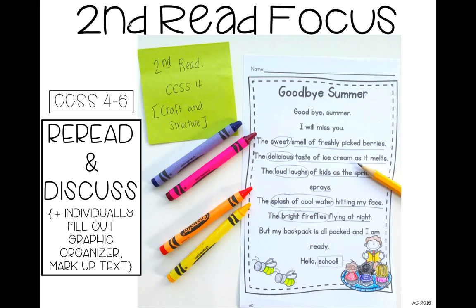In the second read, you should be addressing standards 4 through 6, which relate to craft and structure. Those are things where you're focusing on the overall structure of the passage, the words the author used, and the illustrations that are included. So it might be something where you're saying, what did the author write that helped you figure out how the character was feeling? Or can you explain the meaning of the word, let's say delicious, from this text?